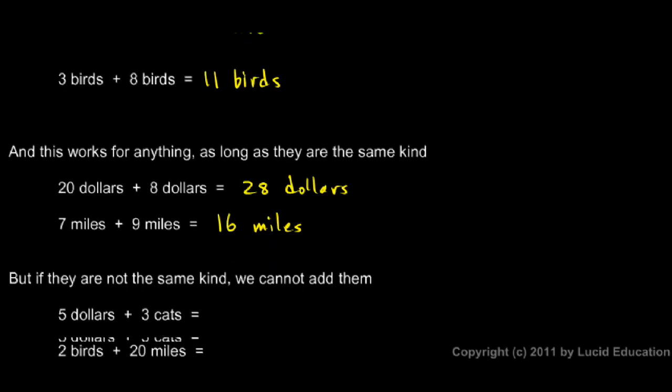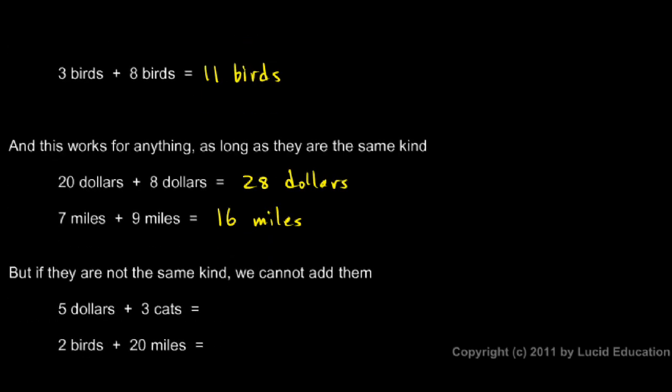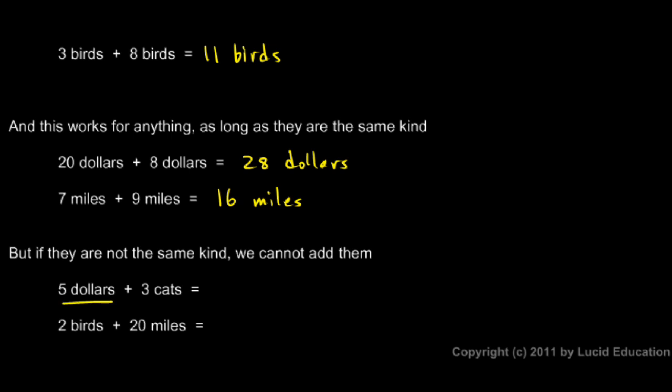Look at these next examples. What are $5 plus 3 cats? If you have $5 and then somebody gives you 3 cats, what do you have? Well, you have $5 and 3 cats. You can't make it any simpler than that. You can't combine the 5 and the 3. You can't combine this 5 and the 3 because they're not the same type of thing. $5 and 3 cats are 2 different kinds of things.